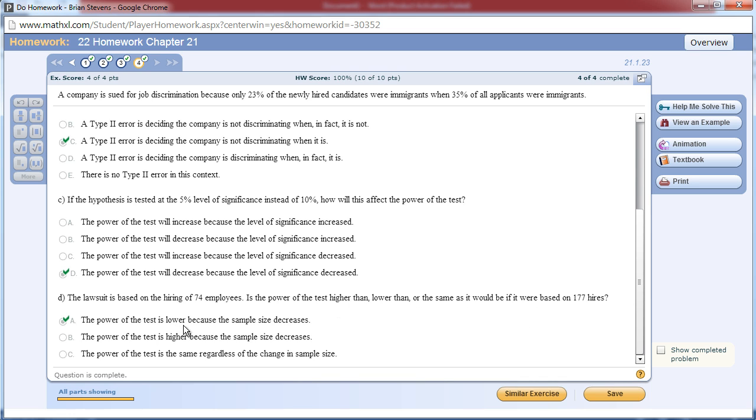The only thing that makes sense here at all, what they're saying is, if it were based on 177, what would happen if we based it on 74? And this is a horrible question, so confusing. But the only thing that makes sense here is that the power of the test is lower because the sample size decreases. The power of the test is higher because the sample size decreases does not make sense at all. If sample size increases, power of the test increases. If sample size decreases, power of the test decreases.